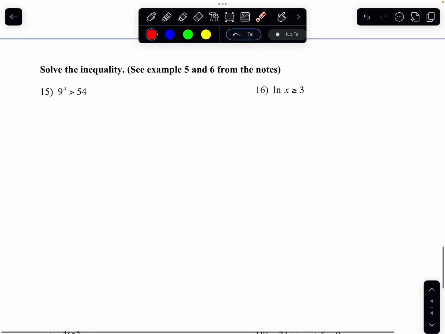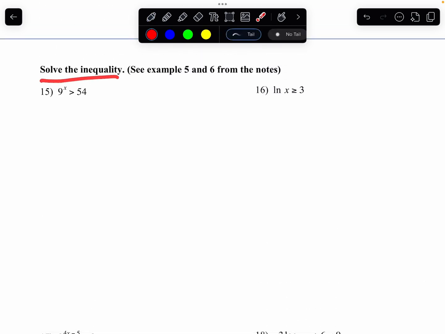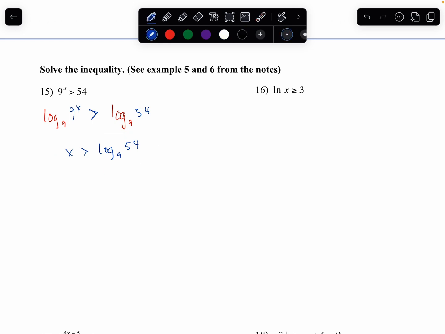Okay, 4 more problems and we'll be done. So solve this inequality right here. These are just inequalities, so we're going to do the same steps as before. So I'm going to do a log base 9 of 9 to the x, which is greater than a log base 9 of 54. So then x is greater than log base 9 of 54. And then let's go ahead and put this in our calculator. So I get x is greater than 1.815.